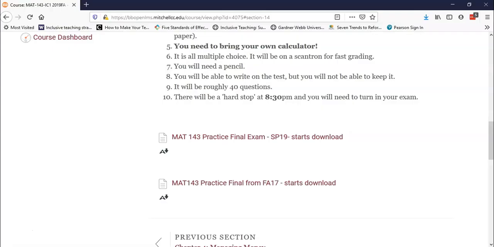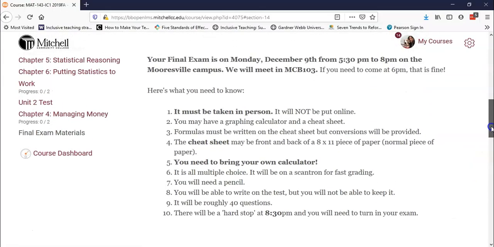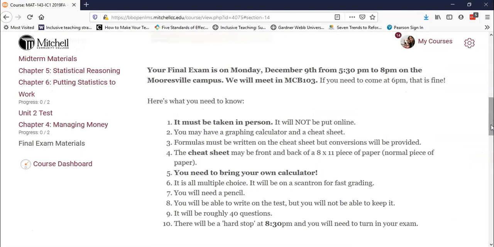I'm just going to scoot back for a minute. Please remember that your final is Monday, December 9th at 5:30. If you can't make it till 6, that's fine because I know some of you guys are coming from work. Please bring your own calculator. You can write on the test. You'll need a pencil for the Scantron, and we're going to stop at 8:30. You have 2.5 hours for the exam. You can have a cheat sheet. I will provide you with the conversions, but not formulas.